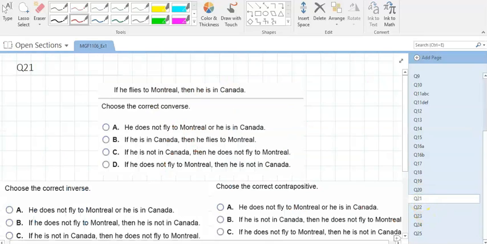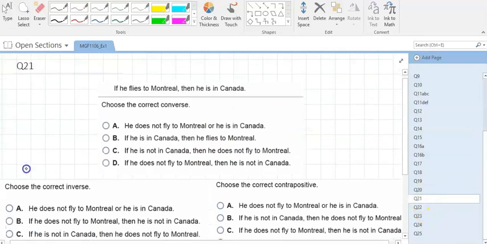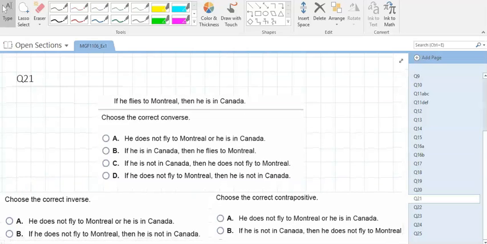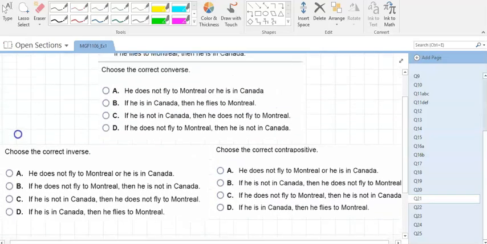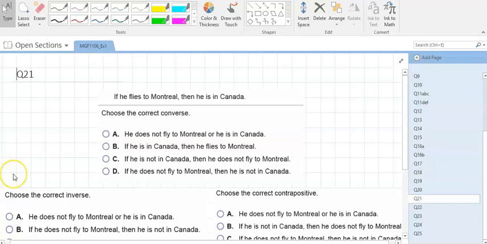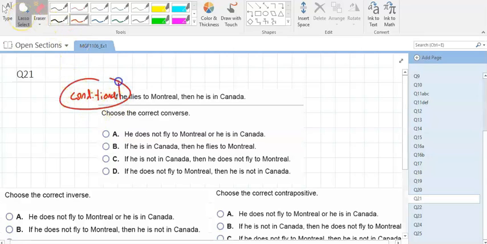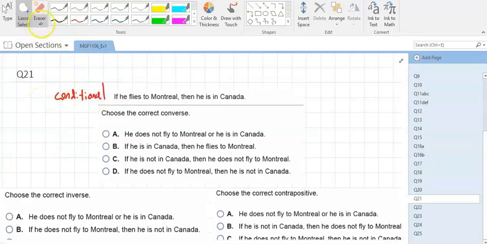All right, number 21. Here it wants to know what the inverse, the contrapositive, and the converse are. So, here is your original piece. This is what we are calling the conditional up here. Grab and move that out to the side. Okay. Maybe it doesn't want to do that. So that is our conditional right there.